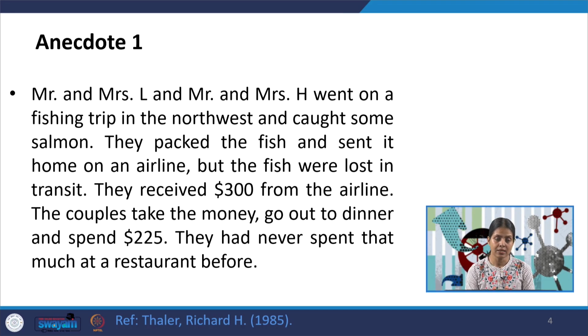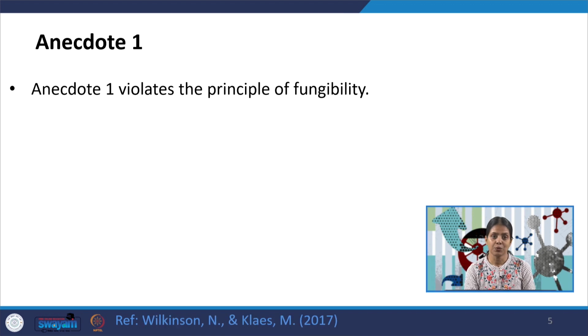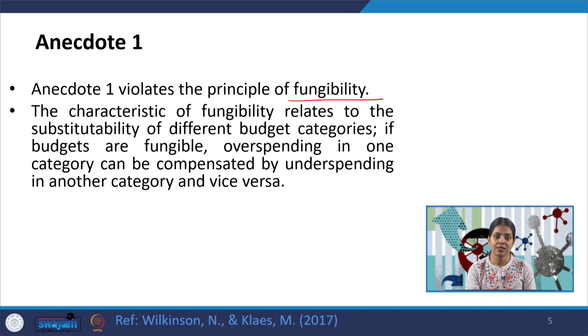So, what is there to discuss here specifically? Anecdote 1 violates the principle of fungibility. We will first define what fungibility is. The characteristic of fungibility relates to the substitutability of different budget categories. If budgets are fungible, overspending in one category can be compensated by underspending in another category and vice versa, which alternatively says that you can spend the amount of money that you have on anything.